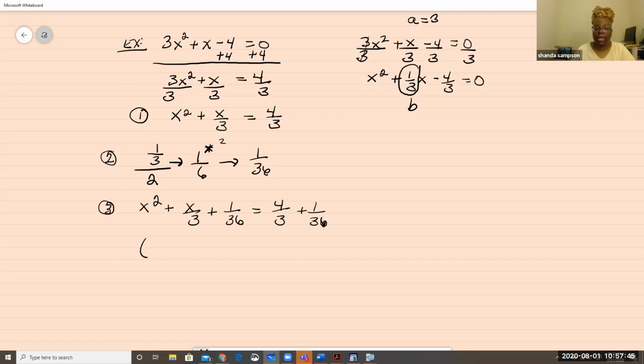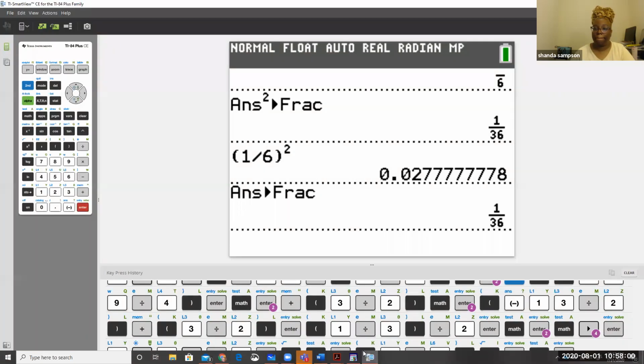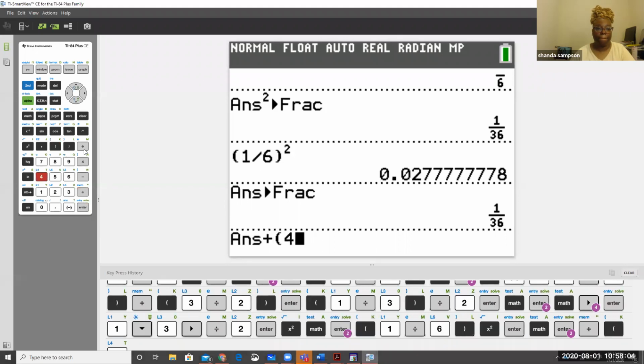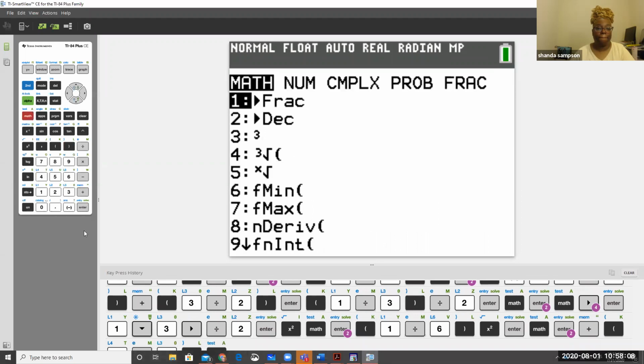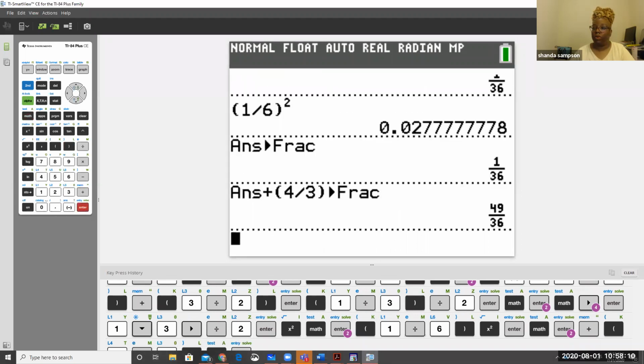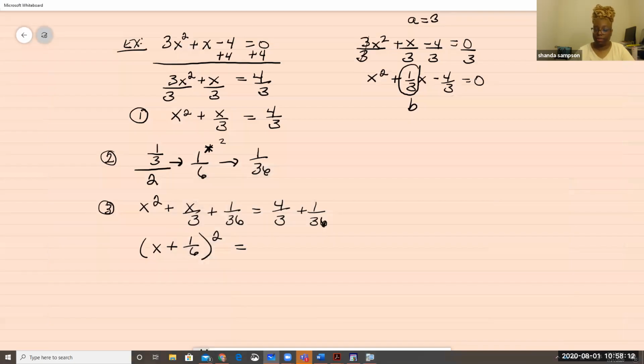This becomes what? X what? Plus asterisk, or half of B. Now you got 4/3 plus 1/36. Why don't you pop that in your calculator and see what you get? (49/36).